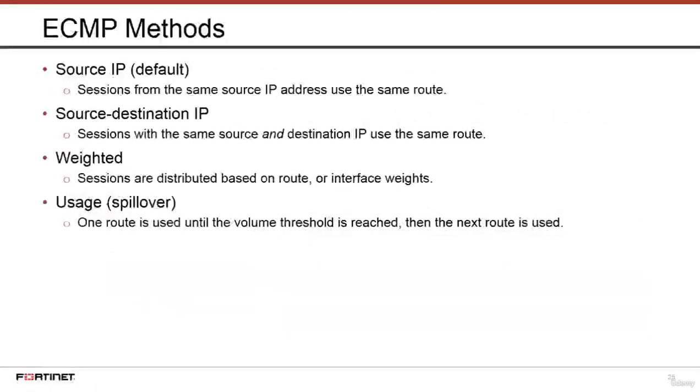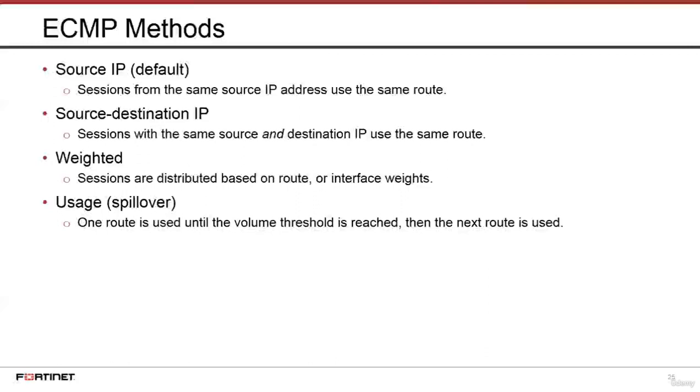Equal cost multipath can load balance traffic using one of the following four methods. Sessions can be balanced among equal routes depending on the source IP address, source and destination IP addresses, route or interface weights, or interface volume thresholds. When using the source IP method, all traffic originating from the same source IP is expected to use the same path. The source-destination IP method works similarly, but it also factors in the destination IP. So sessions from a specific source to a specific destination are expected to use the same path.